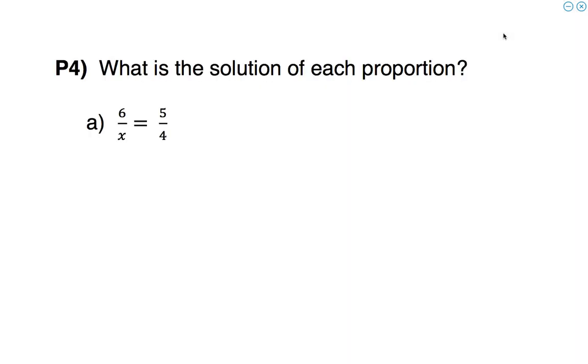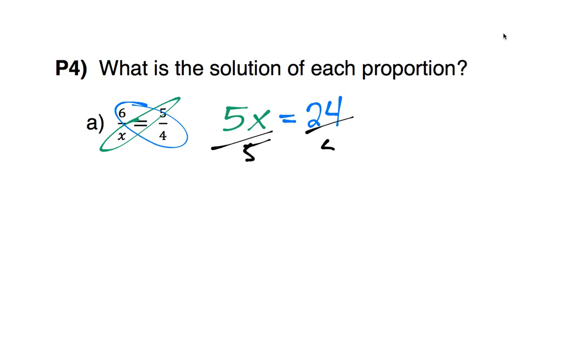So just real quick here, 5x equals 24. Divide both sides by 5. So x equals 4.8.